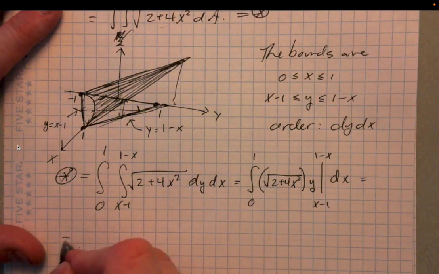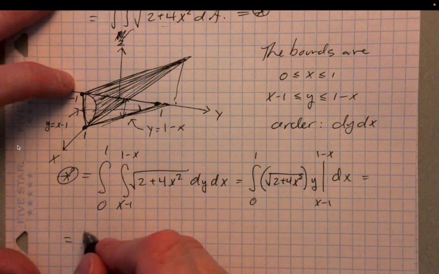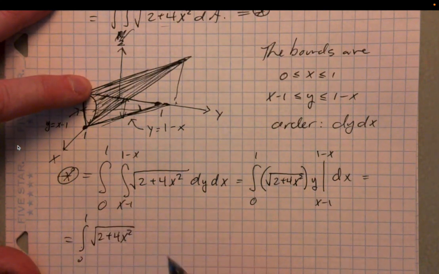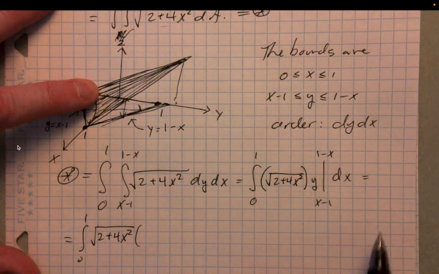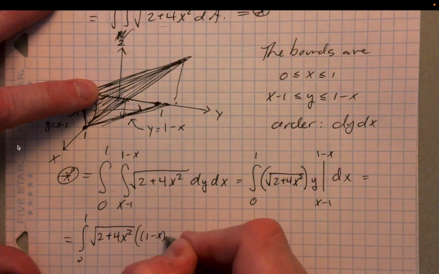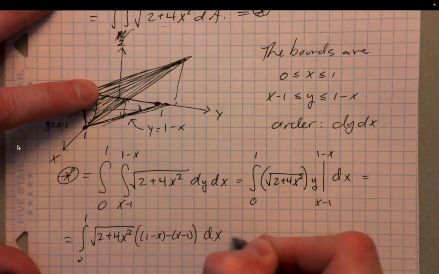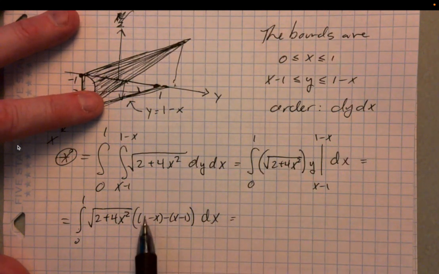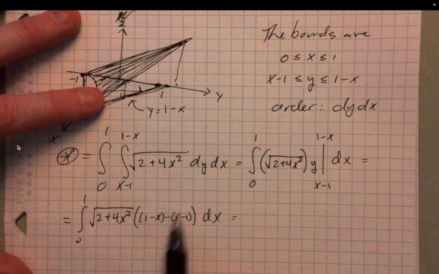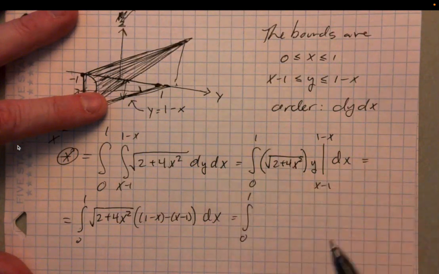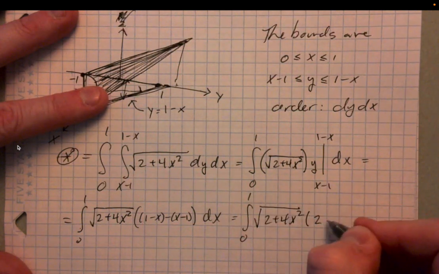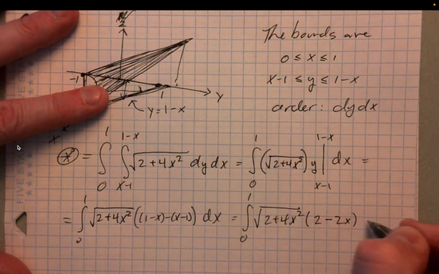And so evaluating that inside piece, you'll have 0 to 1, and then again just leaving the square root of 2 plus 4x squared alone, and here we'll go 1 minus x minus 1. And so here we have 1 plus 1 and negative x minus x. So this becomes basically 2 minus 2x. So 0 to 1. And then you have the square root of 2 plus 4x squared, and then 2 minus 2x dx.